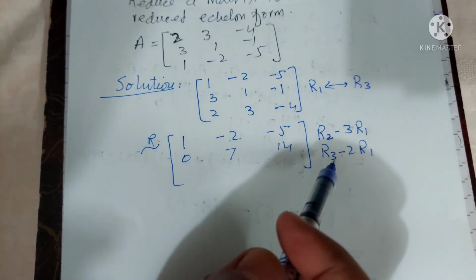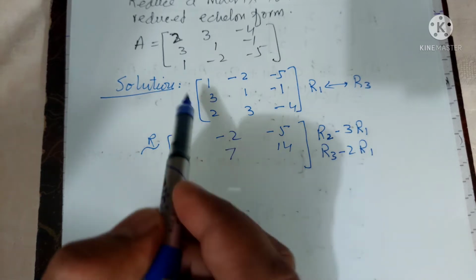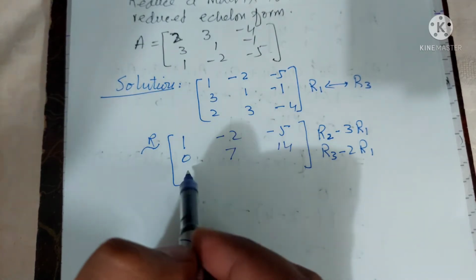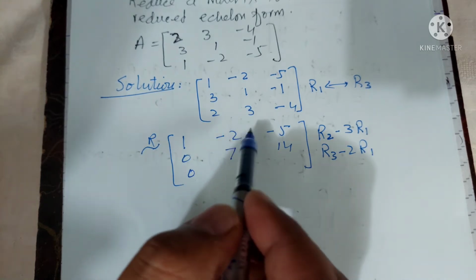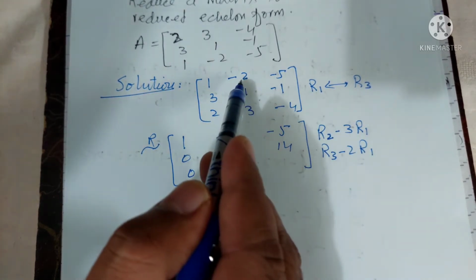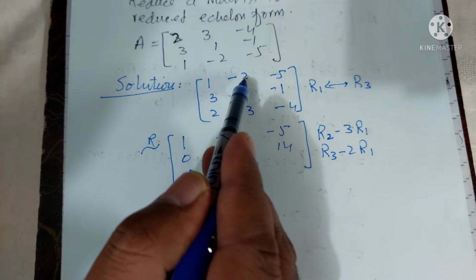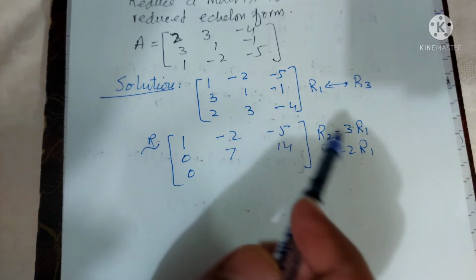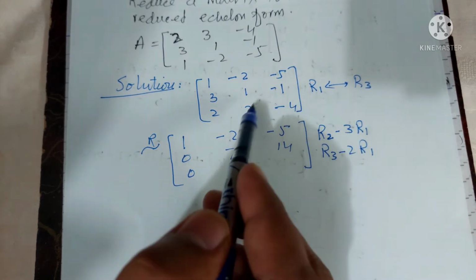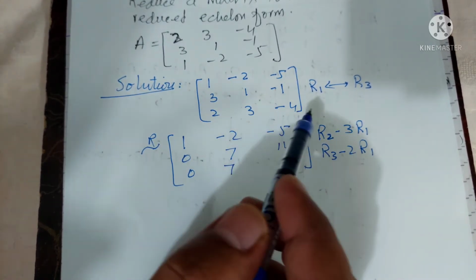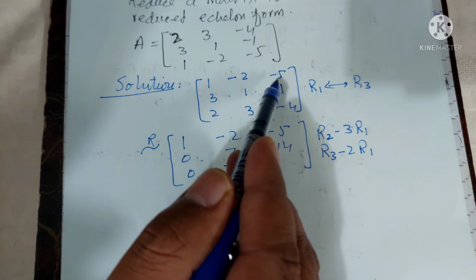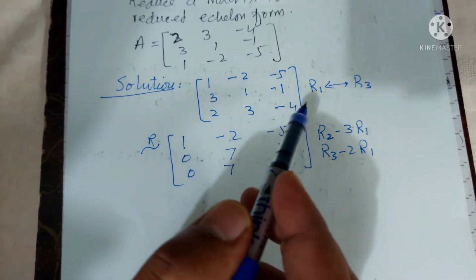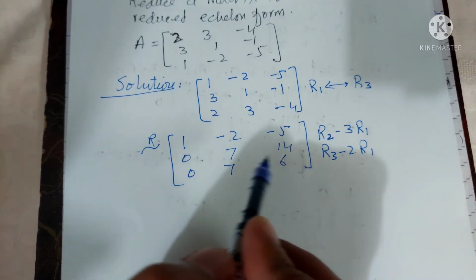For the third row we have to multiply 2 with row 1, right? So 2 times 1 is 2, and on subtraction from 2 it will become 0. Again 2 times minus 2 is minus 4. On subtraction it will be plus 4, so 3 plus 4 is 7. Again 2 times minus 5 is minus 10, and on subtraction it will be plus 10, so minus 4 plus 10 is 6, right?